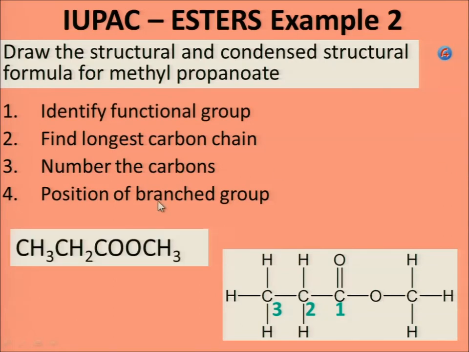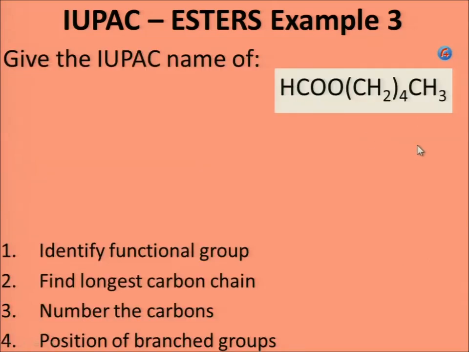Now for the condensed structural formula, you have a CH3, CH2, COO, CH3. Example 3. Give the IUPAC name of this molecule. Now again, this is the condensed structural formula. So the first step is to draw the structure out so that you can see what's going on there.